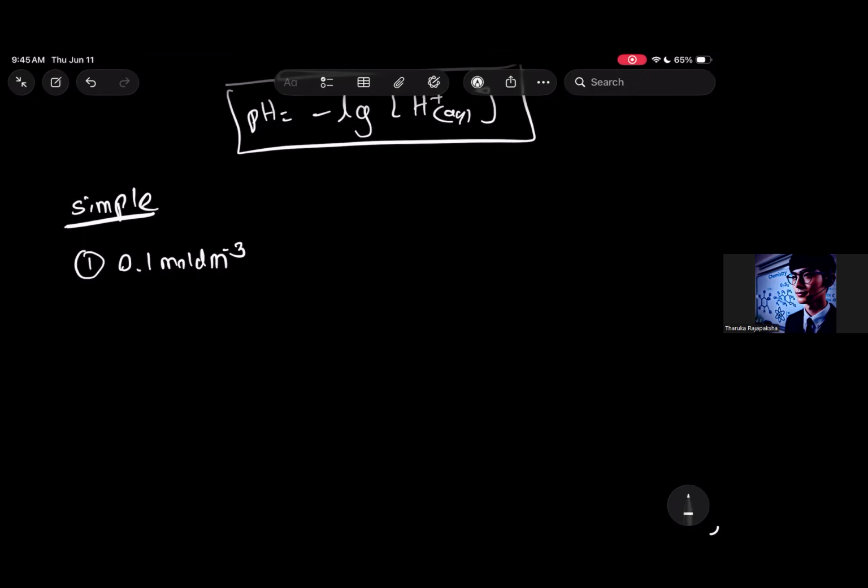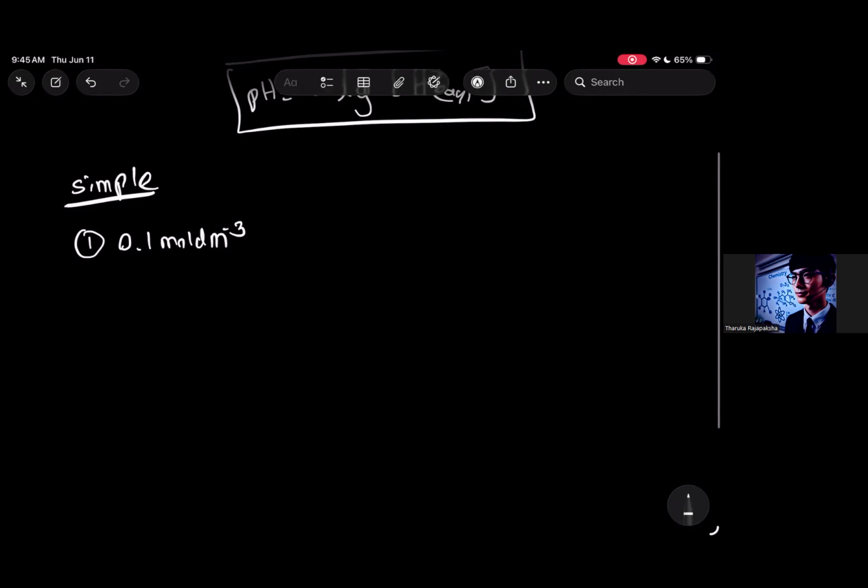Now here, 0.1 mole per cubic decimeter, if you want to convert to a pH value, first of all, we need to convert this to something like 1 times 10 to the power minus 1. We can write it like this, right? So we can apply log to this. If we apply just log without applying minus log, what will you get? Minus 1. The log value of 1 times 10 to the power minus 1 is minus 1, right?